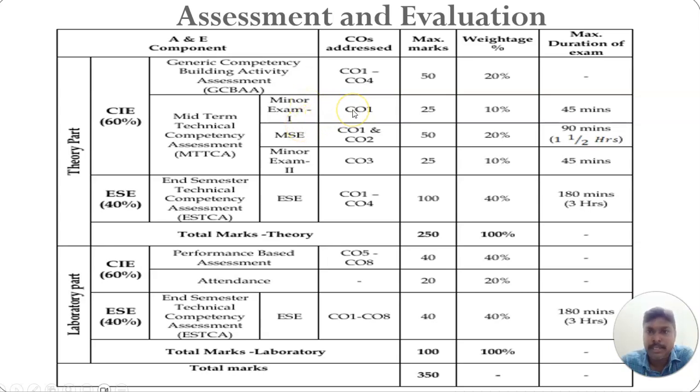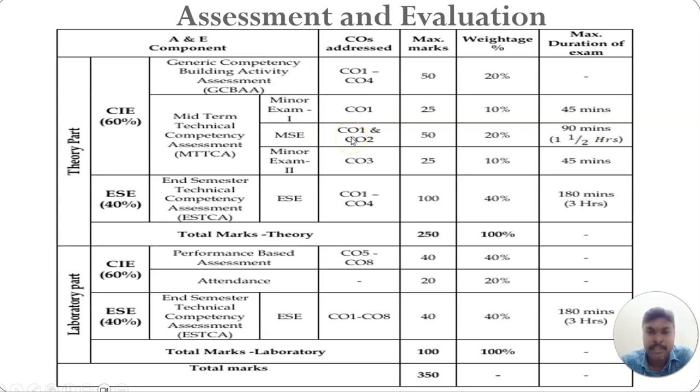which covers the CO1, that is unit 1. Okay, so whatever question that you are going to see in the paper of minor exam 1 is based upon the contents of unit number 1, and the maximum marks we have given is 25, and the weightage is 10%. 45 minutes of time will be given to you to complete the examination of minor 1. And similarly, after completing that, as part of MTTCA, we will be having the mid-semester examination.